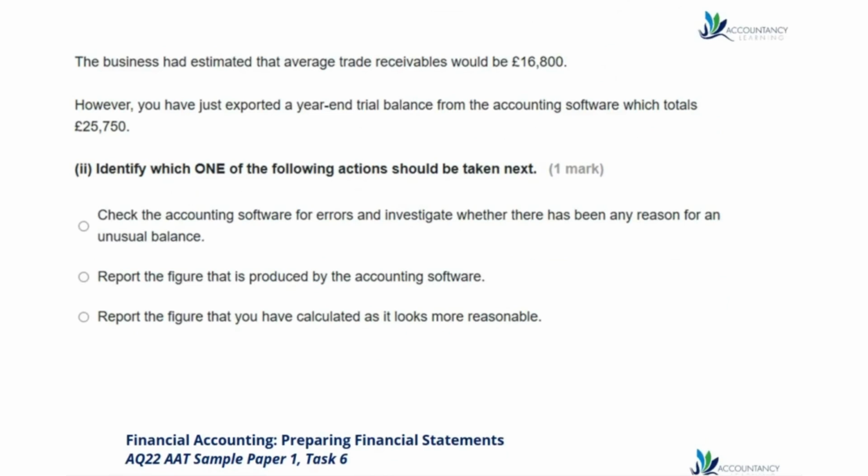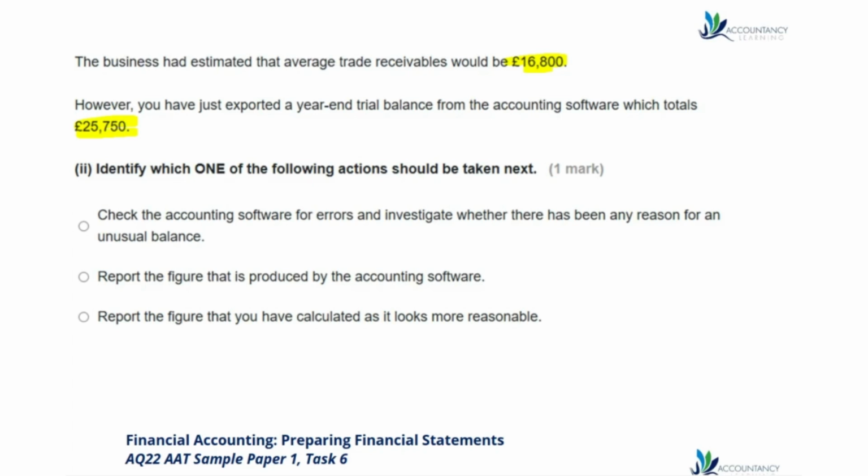The business had estimated the average trade receivables would be 16,800. However, you have just exported a year-end trial balance from the accounting software which totals 25,750. So we've got a discrepancy there. Identify which one of the following actions should be taken next.